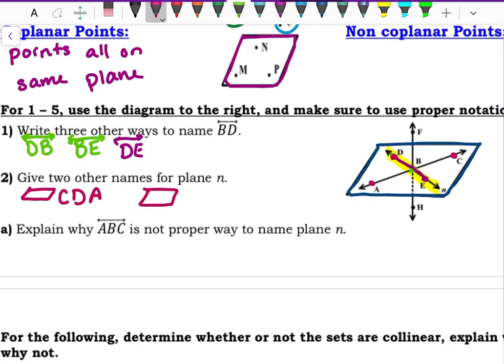Here's another one. We need to do another way. I could use point E, because that's on the plane. I could use point B, because that's on the plane. And let's just use point C again. So EBC. That's another name for plane N.